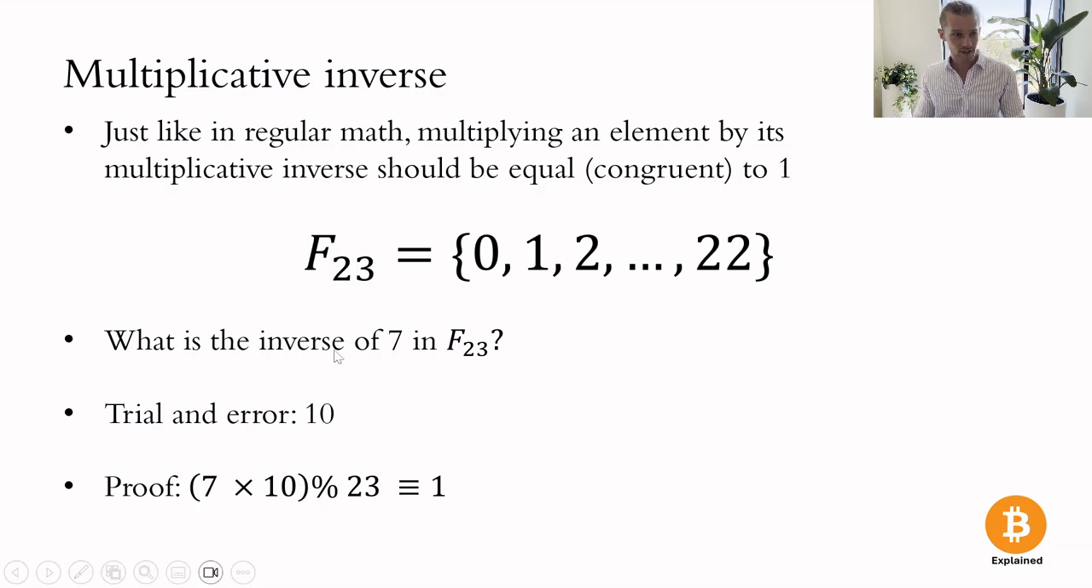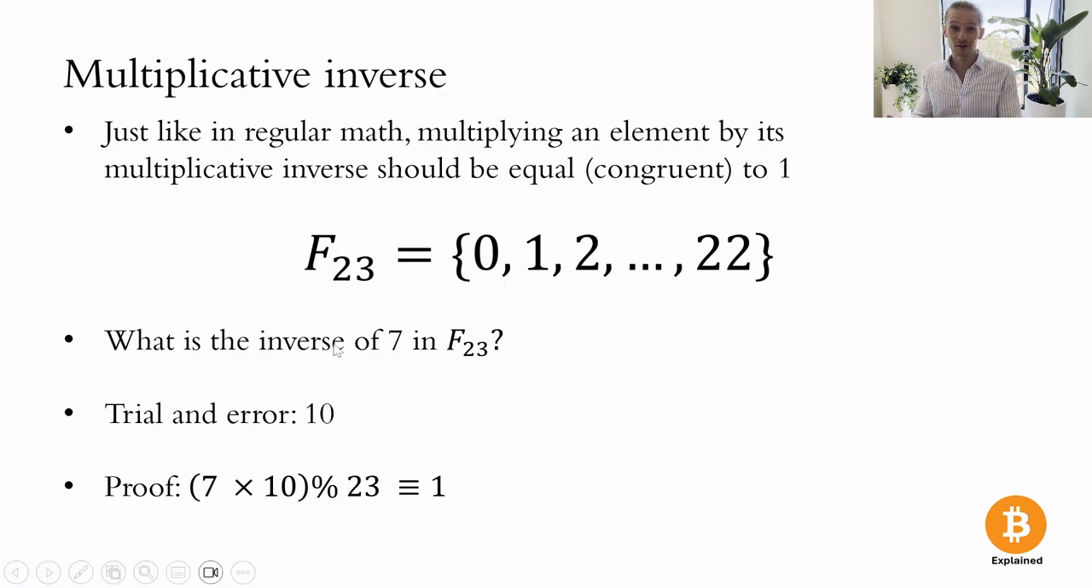So if we look at an example in the finite field of order 23, the number 7, what would be the inverse of that in this finite field? So the number that when multiplied by 7 results in 1. Remember that we do everything modulo 23 here, so we have to find the number that when we multiply 7 by it and then divide by 23, the remainder is equal to 1.